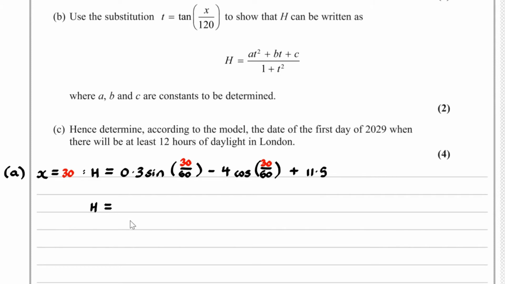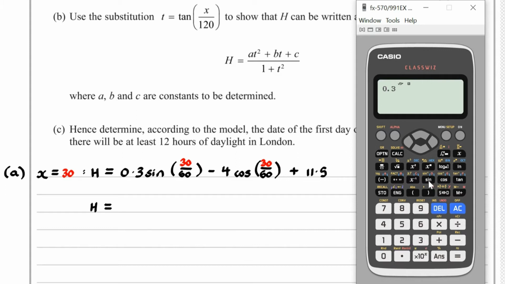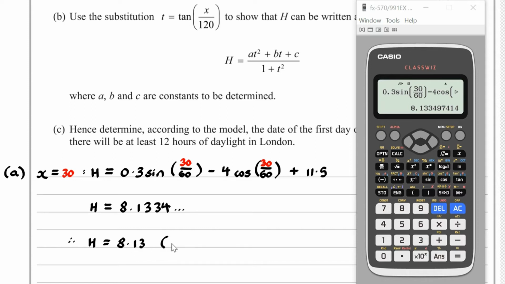So, substituting this in, we've got 0.3 multiplied by the sine of 30 over 60, subtract 4 times by the cosine of 30 upon 60, plus 11.5, and it turns out h is equal to 8.1334, etc. So to 3 significant figures, h is equal to 8.13, and that's given to 3 significant figures, and the units are hours.